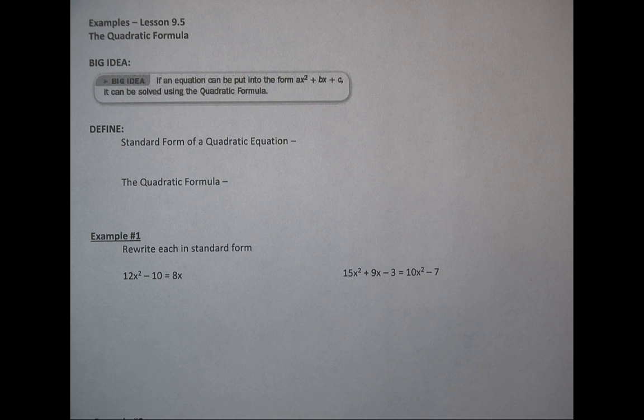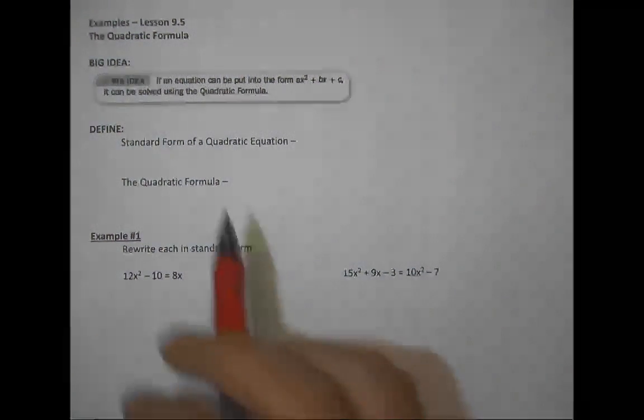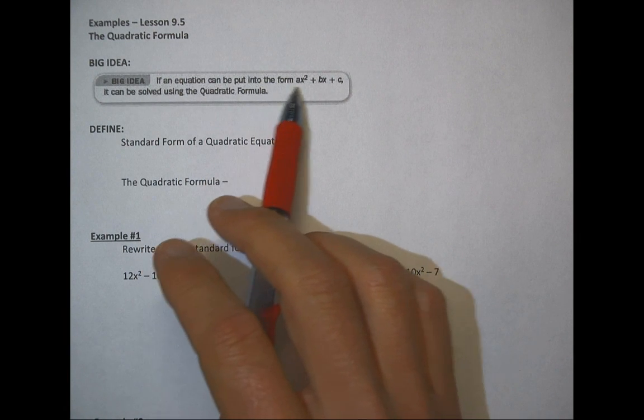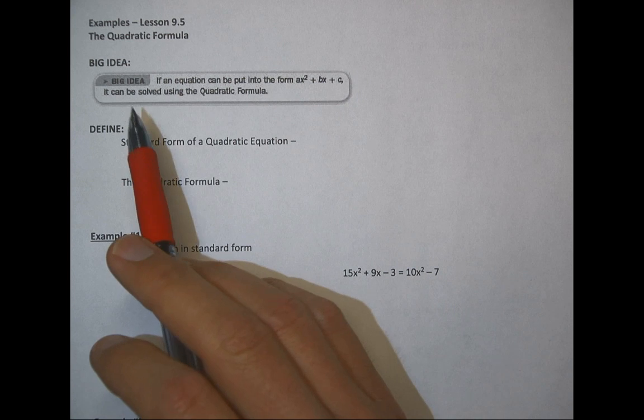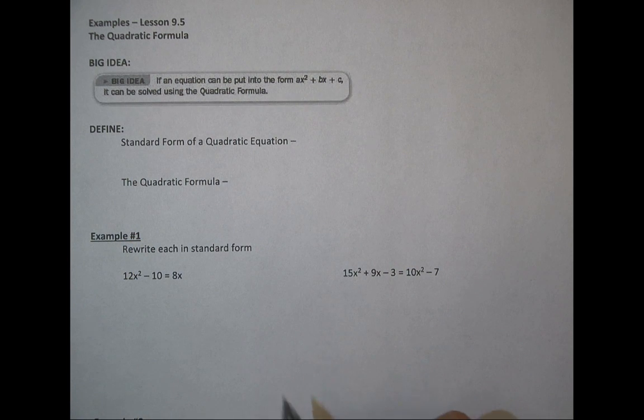So lesson 9.5, we're going to be looking at the quadratic formula. The big idea says if an equation can be put into this form that we've been looking at, ax squared plus bx plus c, it can be solved using the quadratic formula. So we're going to be solving these.